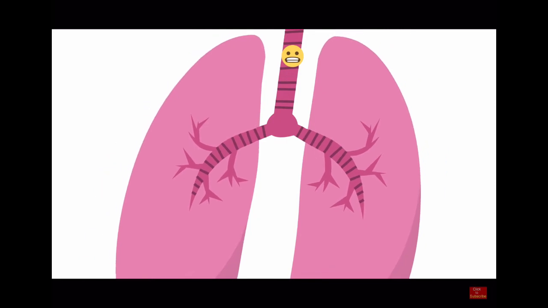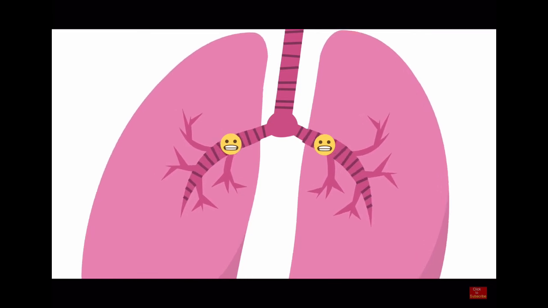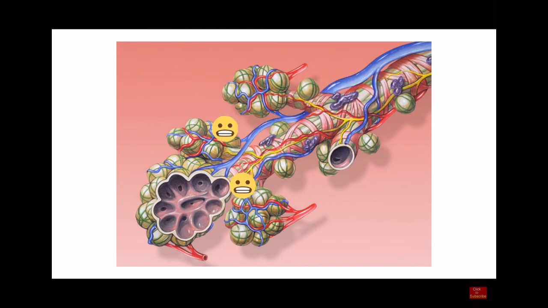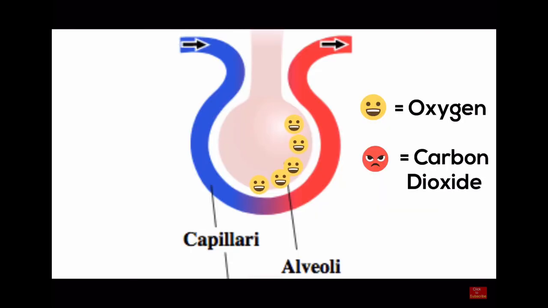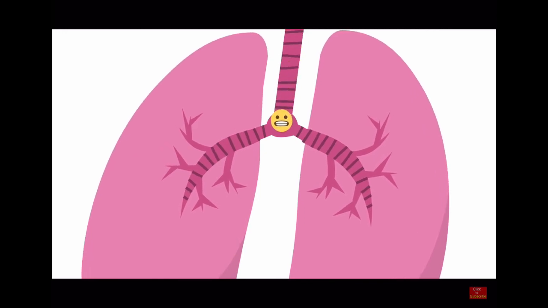The trachea then leads into two tubes called the left and right bronchus. These tubes continue to branch until you reach a very tiny air sac called an alveoli. At the alveoli, oxygen diffuses into the capillaries, and carbon dioxide diffuses into the alveoli, and then it is exhaled. This process is then repeated over and over again.